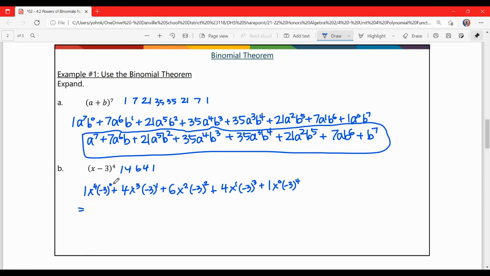Now we simplify. Well, negative 3 to the 0 is 1, and so I have x to the 4th. Then I have negative 3 times 4 is negative 12x cubed. Then I have 9 times 6 is 54x squared. Negative 3 cubed is negative 27 times 4 gives me negative 108x to the 1st. And then x to the 1st is 1, negative 3 to the 4th is 81.